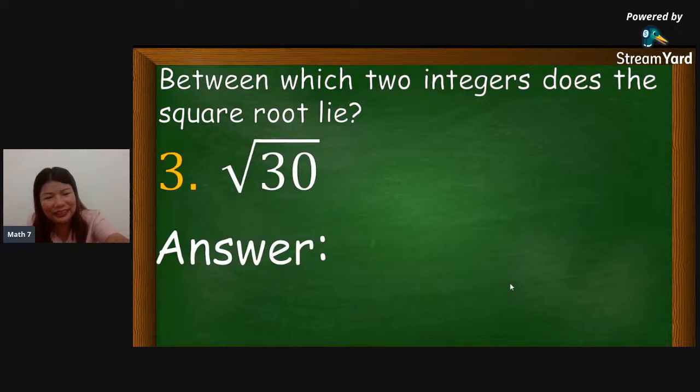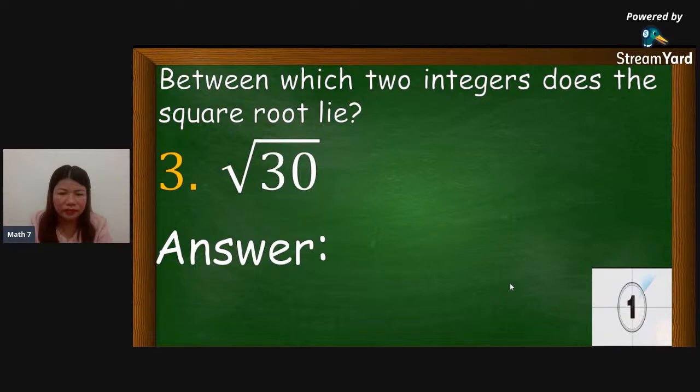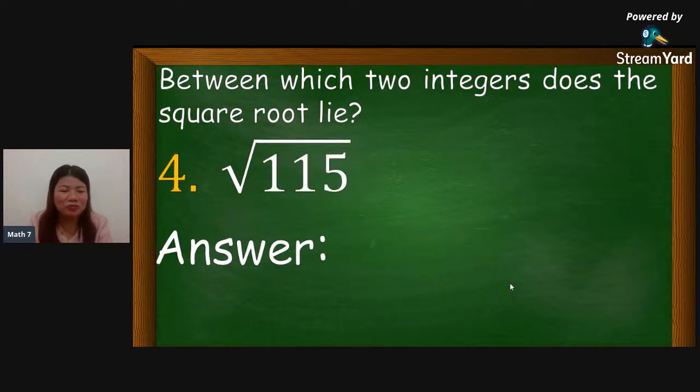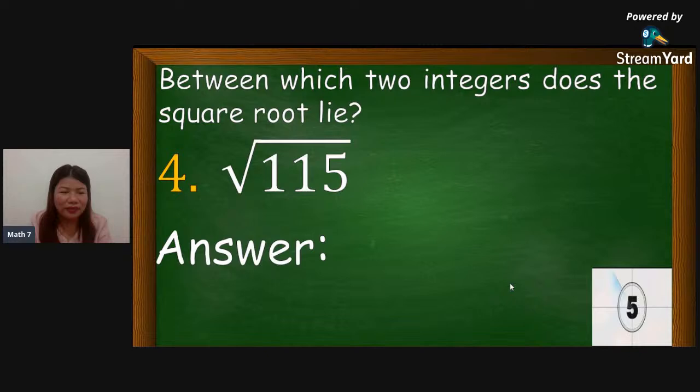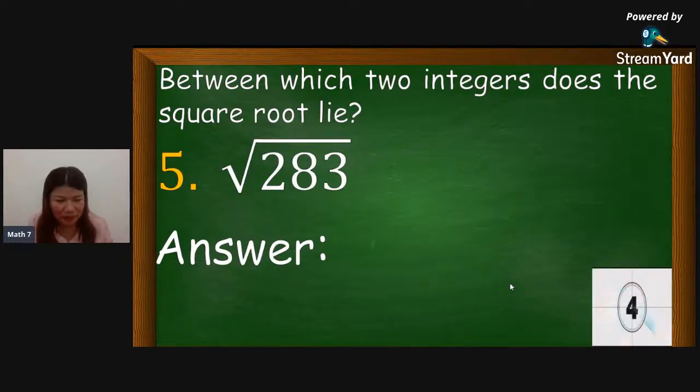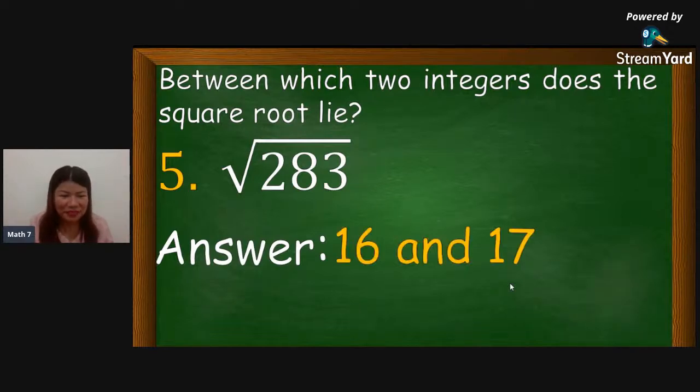Ano bang number na natin? Square root of 30. The correct answer is 5 and 6. Square root of 115. Okay, 10 and 11. Square root of 283. The correct answer is 16 and 17.